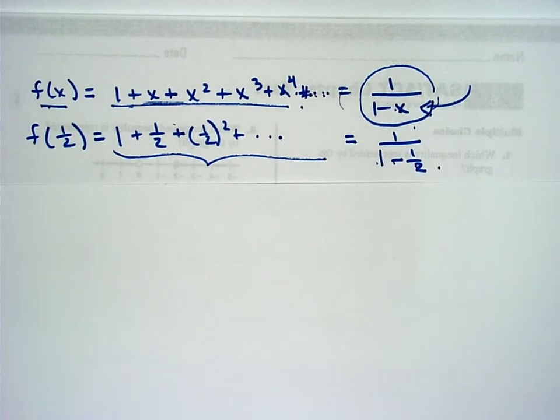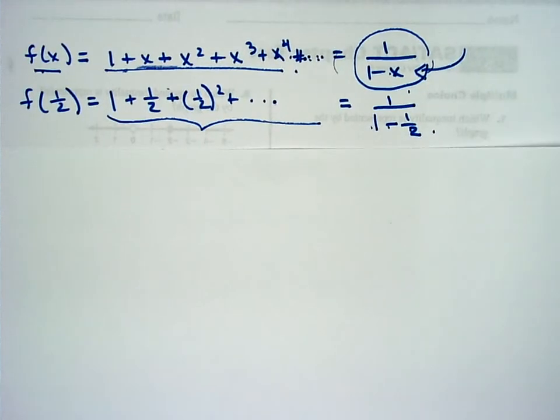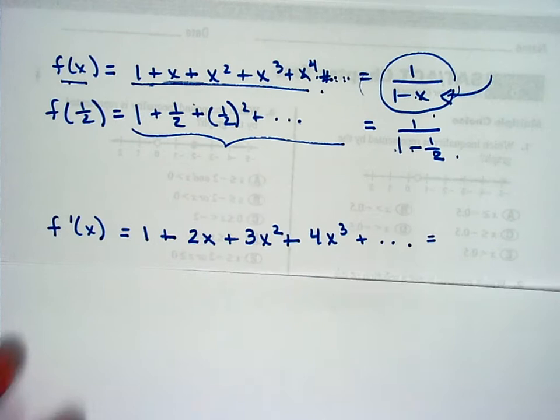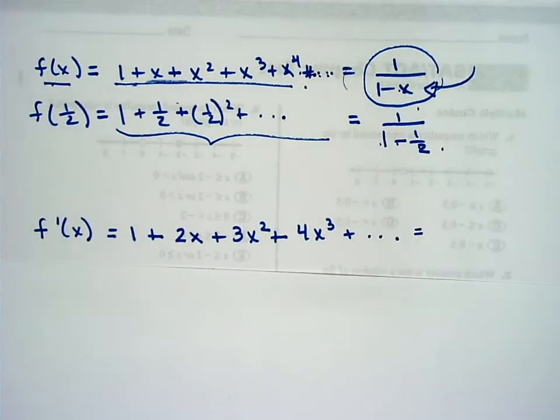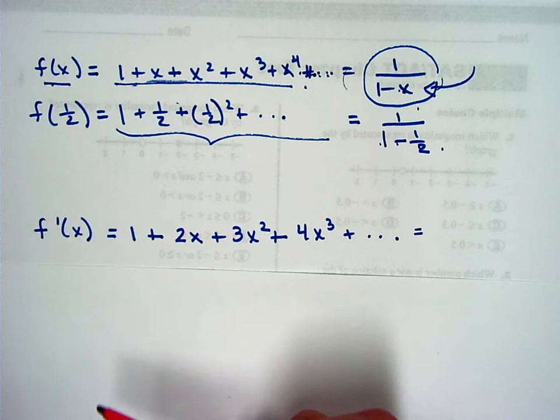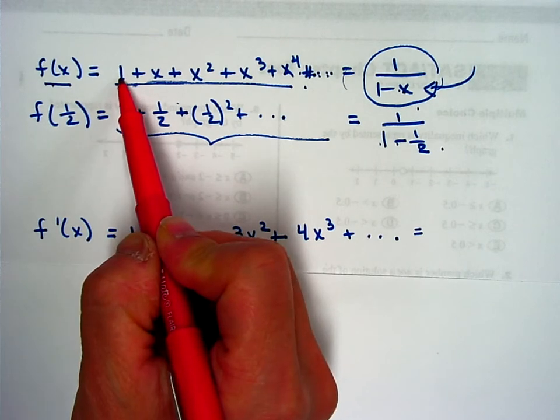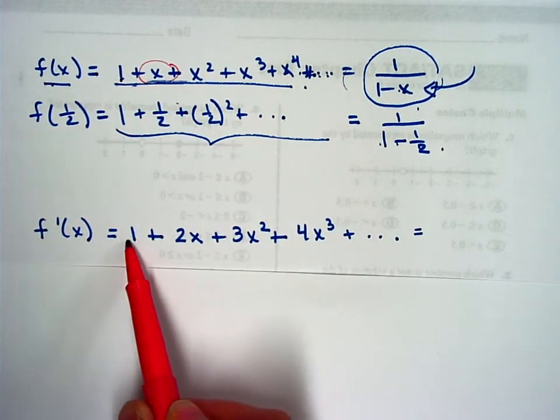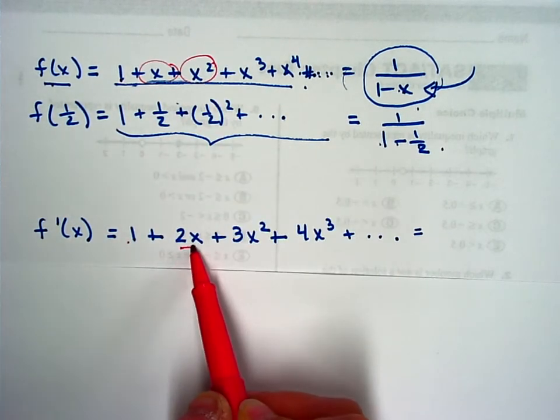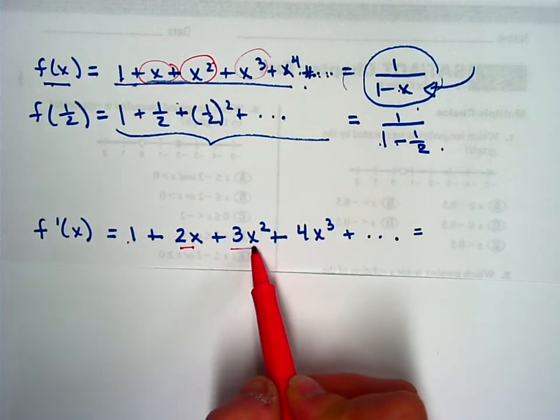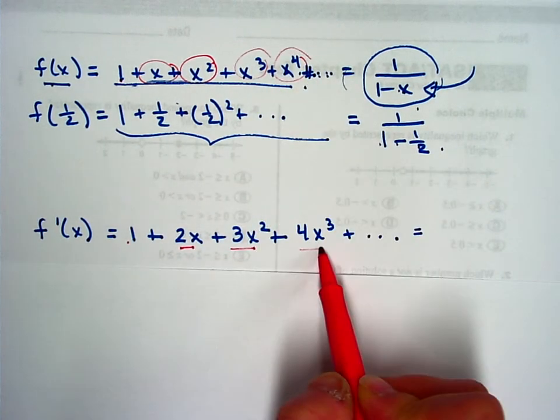Now, let's say I ask you to take the derivative of this. If I ask you to take this derivative and come up with the first couple terms, we would just go through and take the derivative of this term, which is 0. The derivative of this gives me 1. The derivative of this gives me my 2x. The derivative of this gives me my 3x squared. The derivative of this gives me my 4x cubed.